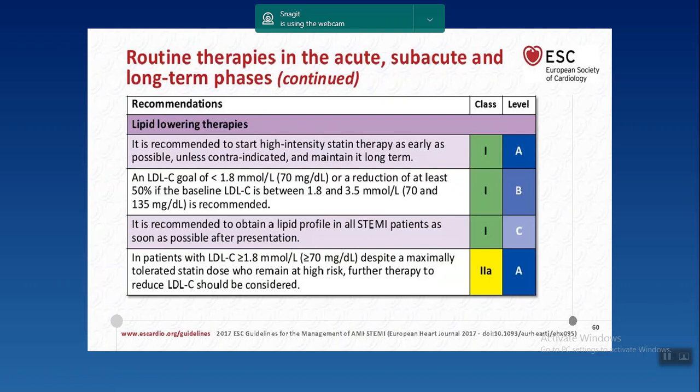Lipid lowering therapy should be initiated as soon as possible after STEMI, and we should start high intensity statin therapy as early as possible unless contraindicated, and maintain it long term. In these guidelines, the recommended LDL goal was 70 milligram per deciliter. However, in the recent guidelines of dyslipidemia, the recommendations were to lower the LDL target down to 55 milligram per deciliter using high intensity statin therapy, and if this goal was not achieved, using the maximum tolerated dose of statins, other therapies like ezetimibe might be used.